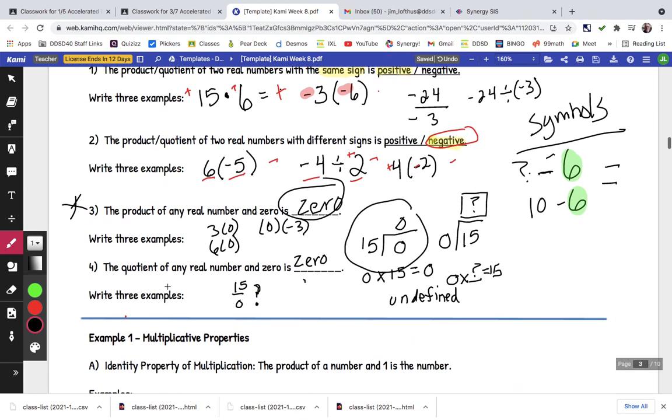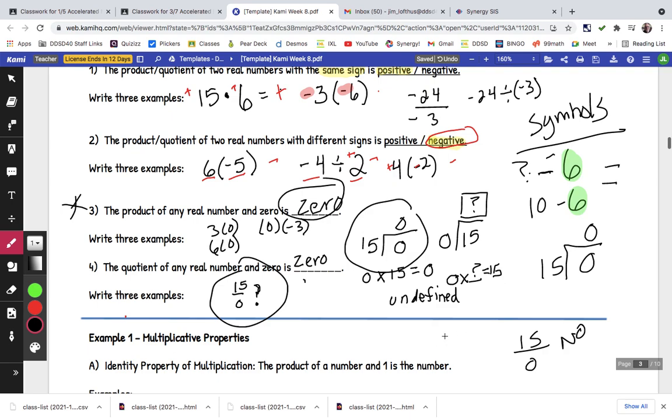All right, the product of any real number and 0 is 0. There's some examples. The quotient of 0 and any real number is 0. So that means that 0 divided by anything is 0. We had a discussion in class. How about the other? Can we do this? Can we do 15 divided by 0? And the answer is no, it is undefined.